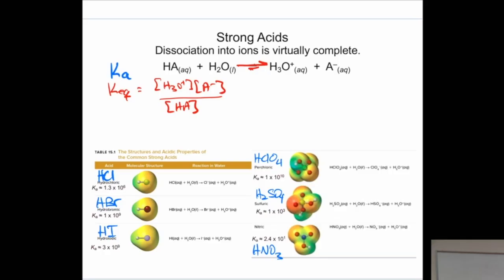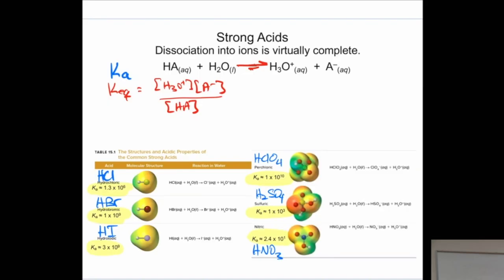There's the equilibrium expression, the reactions written out for you, okay? And if you look at the Ka, the Kas aren't listed? Yeah, they are, right here. Look at the Kas. Even though they're strong, we still have a Ka. They're just huge. 10 to the 6th, 10 to the 9th, 10 to the 9th, 10 to the 10th. Now, even 10 to the 3rd. And even nitric, 10 to the 1st.